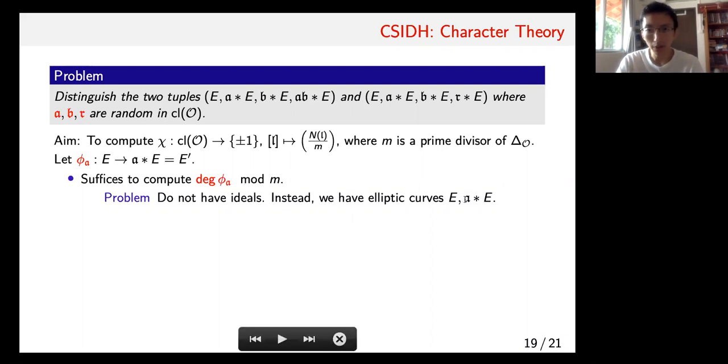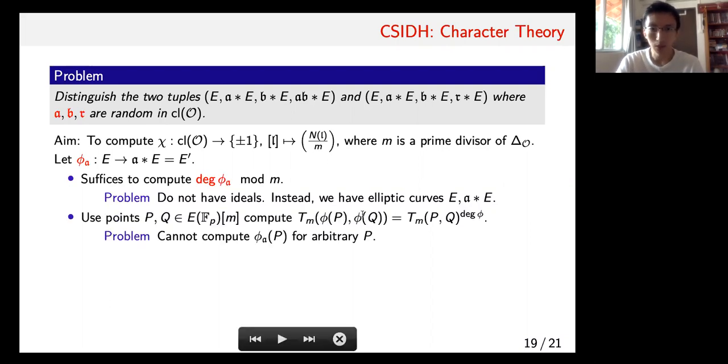Now, so we have E and EA. How do we use that? What you're going to do is use the points. The observation is that you have P and Q, M-torsion elements. You can compute, this relation holds. If you can compute phi P and phi Q, then this would hold. And so you can see the degree of phi coming over here. So this is what you want. But the problem is that you're not able to compute phi of P for arbitrary P because you don't know the isogeny. So you cannot compute this for arbitrary P.